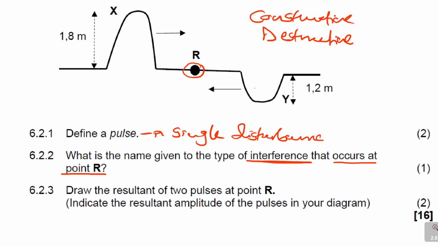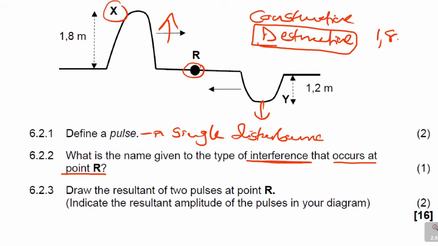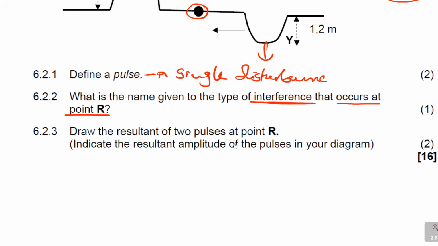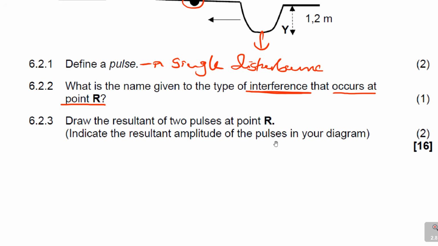The moment they are in the opposite direction, one is on top, one is at the bottom, you deal with destructive. Why? Because you're going to subtract one from the other. In this case, X is bigger, it's going to be like 1,8 minus 1,2. You don't add them. So when you're using subtraction, it is destructive interference. Are you with me? Then it says, draw the resultant of the two pulses at point R and then indicate the resultant amplitude of the pulses in your diagram.